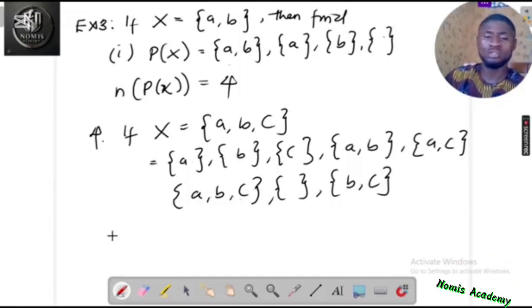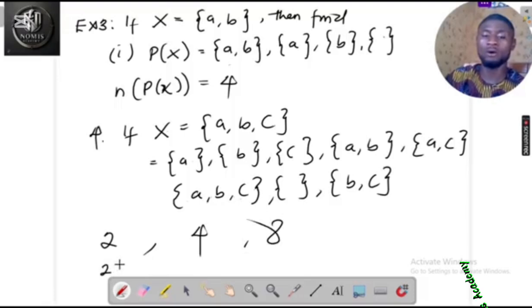So that suggests something. When it was just one element, we had 2 as the power of the set. When it became 2 elements, we have 4. When it became 3, we have 8. So that tells us 2 raised to the power of what now? 2 raised to the power of 1, 2 raised to the power of 2, and then 2 raised to the power of 3.